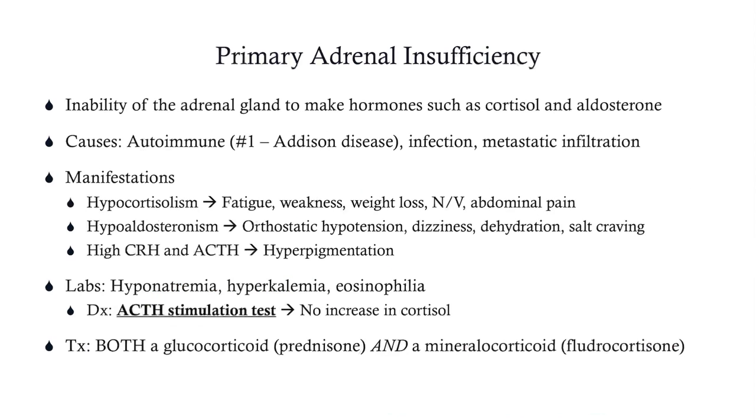So primary adrenal insufficiency is an inability of the adrenal gland to make hormones like cortisol and aldosterone. The number one cause is autoimmune, i.e. Addison's disease.